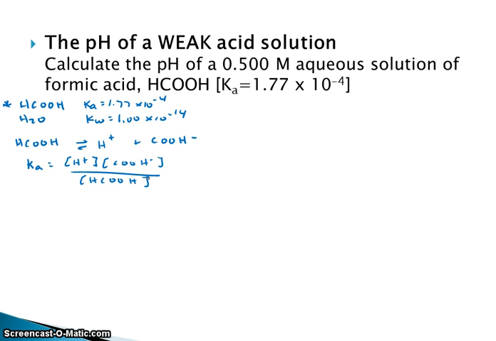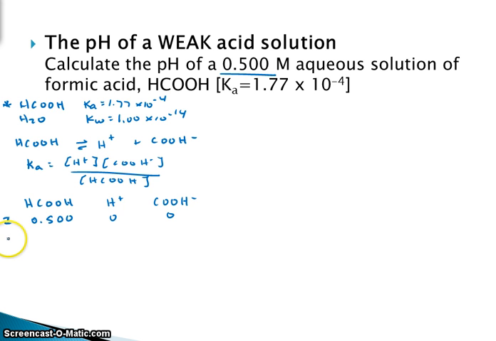Now our next step is going to be to write our ICE chart. So we're going to have our formic acid, our hydrogen ion, and our formate ion. We'll write our initial concentrations first, and it tells us that the initial concentration of our formic acid is 0.500 molar. Now there is no hydrogen or formate ion initially based on the problem, so we'll put in zeros.